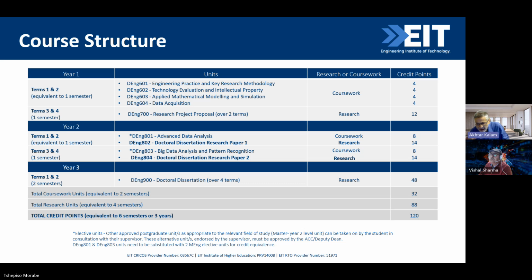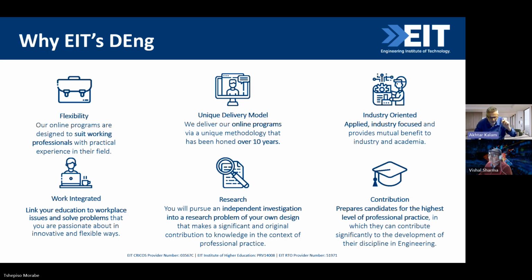Okay, now you might ask, why you want to choose EIT? Very simple. EIT is flexible. Number one, EIT is flexible. Remember that. Our online programs are designed to suit working professionals with practical experience in their field. Number two, the delivery model is unique, my friends. The online program, which is there, is a flipped classroom model. You can do that, and we have been doing that for the last 10 years. Number three, industry oriented, as I told you, for the industry, by the industry, to the industry.